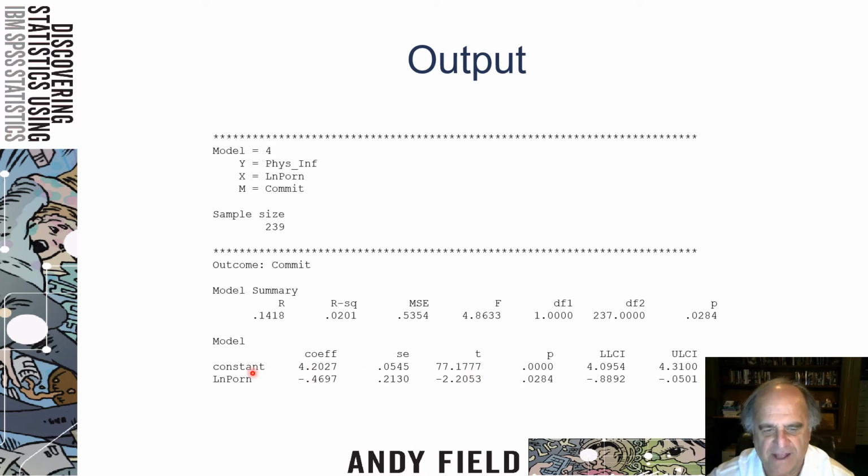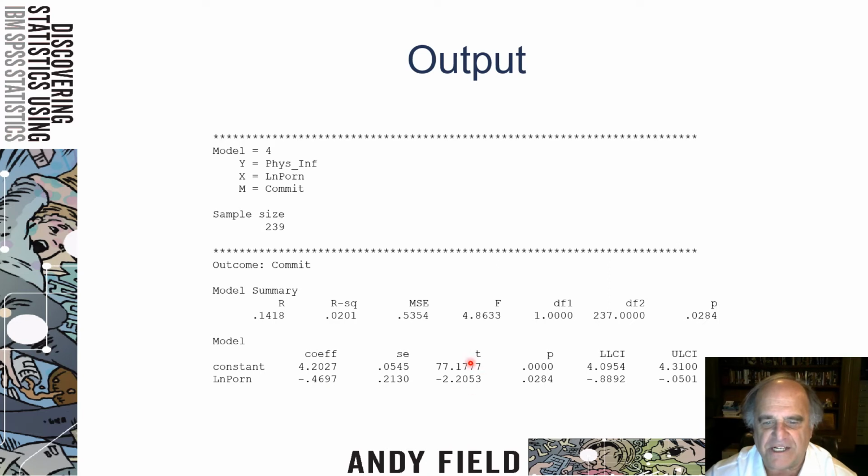It gives us the constant, and then it gives us the coefficient for pornography. You can see it's negative. So as pornography consumption goes up, commitment goes down, which makes sense. Although again, it's actually a transformation of the pornography variable.